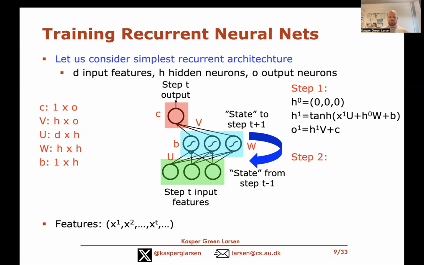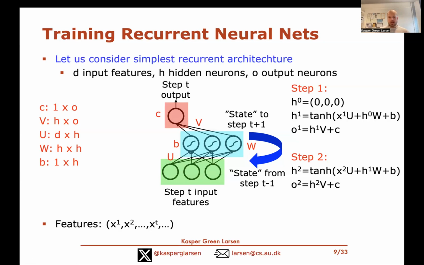And if we now move on to step 2, the important point is that now we have the hidden neurons from the previous step in this H1 vector, right? That's the output of the hidden neurons in the previous step. And these are the ones that we now feed into the next step. So we get our X2 feature vector from the input, and multiply it on the left onto U, like a standard feed-forward neural net. And we take our hidden output from the previous step, H1 here, and multiply it from the left onto W. And finally, we add our B and apply our activation tanh. And then we get the hidden layer output of step 2.